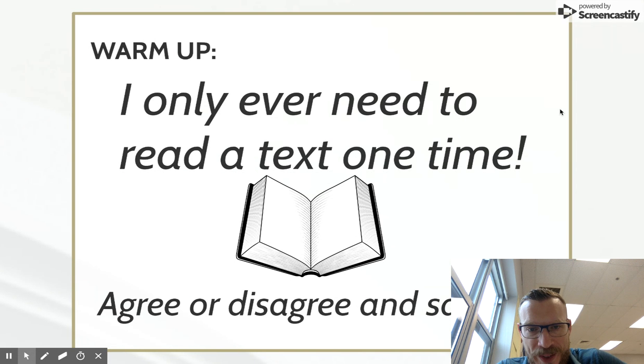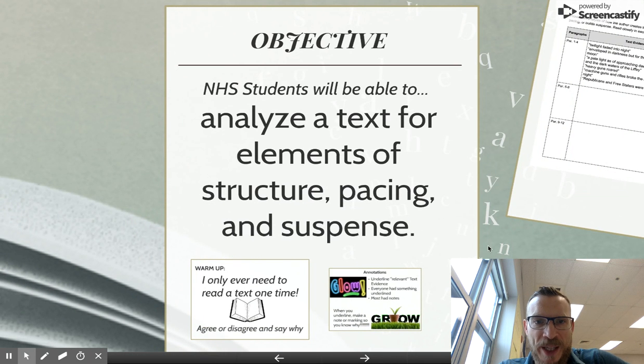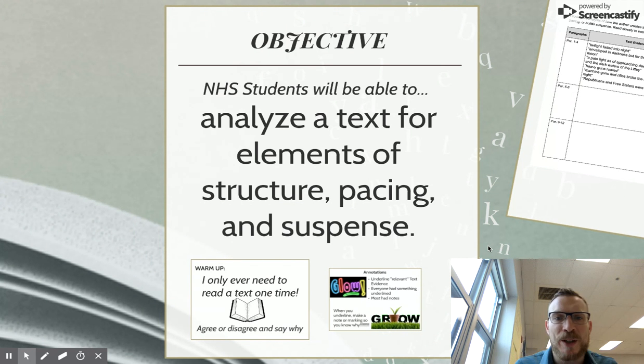It should be 2 or 3 sentences: one claim that answers your opinion on that statement, and then 1 to 2 sentences saying why you agree or disagree. Objective, make sure you guys are copying this down. Remember, we underline our verbs, circle our nouns. Students will be able to analyze a text for elements of structure, pacing, and suspense.